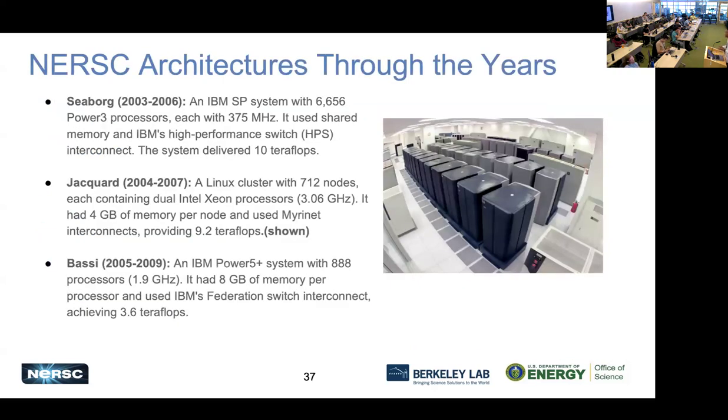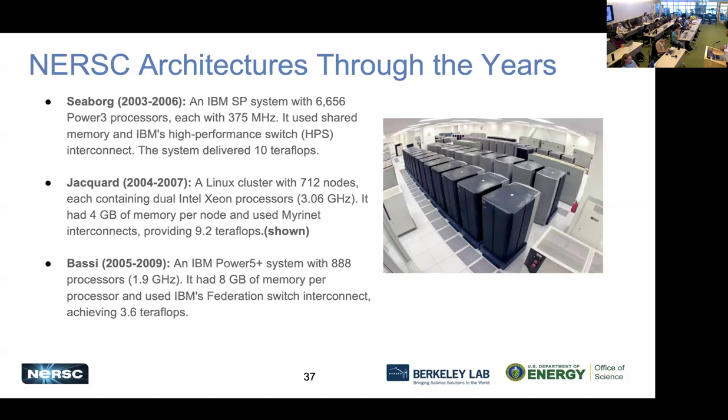Now, over the past years, NERSC has hosted a number of different supercomputing architectures. This is just a high-level short list of some of those architectures that have been housed here at NERSC, starting from 2003 to 2006. Seaborg was an IBM SP system, 375 megahertz Power3 processor, single core, and Seaborg was actually the first supercomputing system that I used in grad school, as well as Jacquard, from 2004 to 2007.